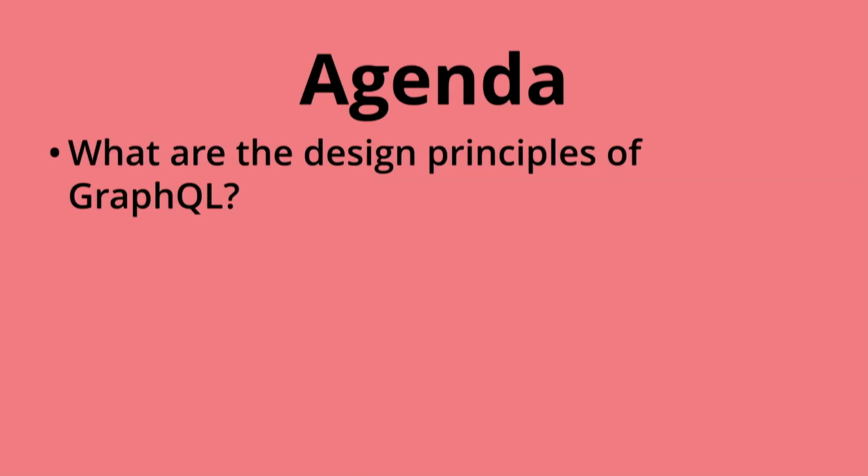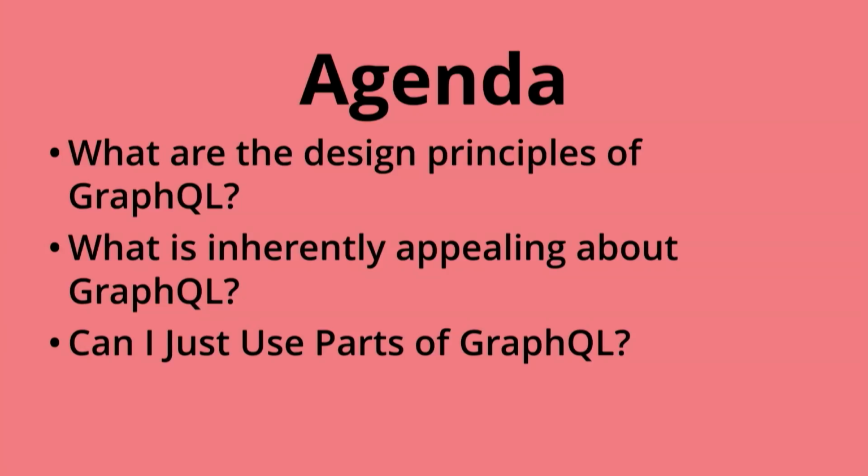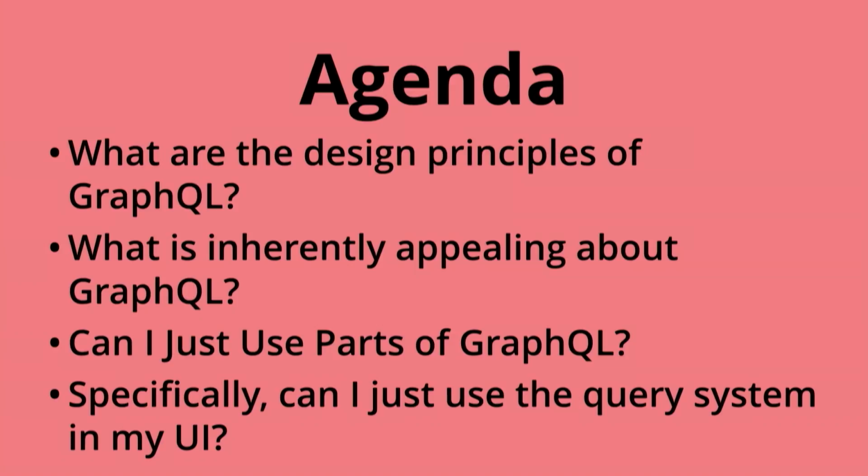So briefly, let me go through what I will talk about today. What are the design principles of GraphQL? What do the people that created GraphQL say GraphQL should be and what it should do? What's inherently appealing about it? Why do we want to use it at all? Or should we just not care? Can I use just parts of GraphQL? There's typing, there's querying, lots of things that are part of GraphQL, but can you just use a part of it? So GraphQL is amazing as the sum of its parts, but some of its parts are also amazing on their own. I thought that was a cool turn of phrase.